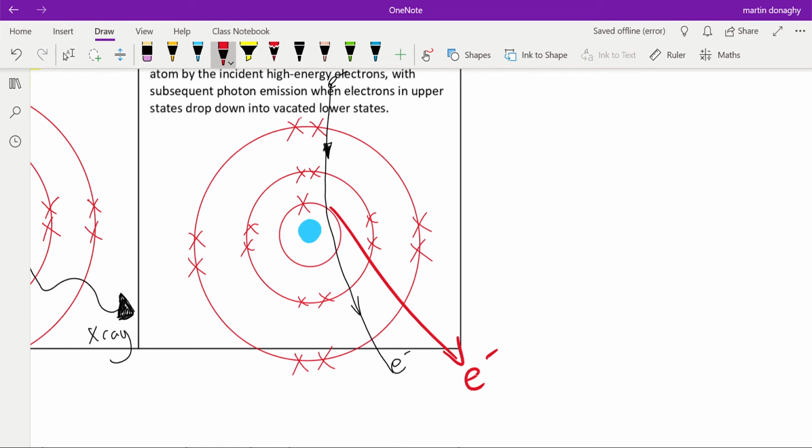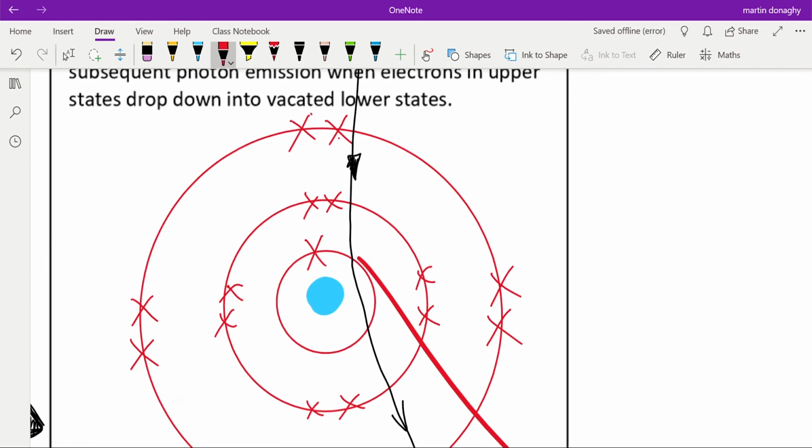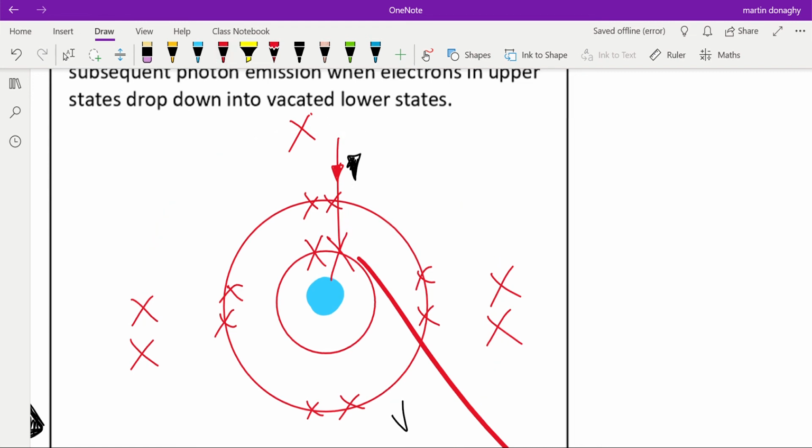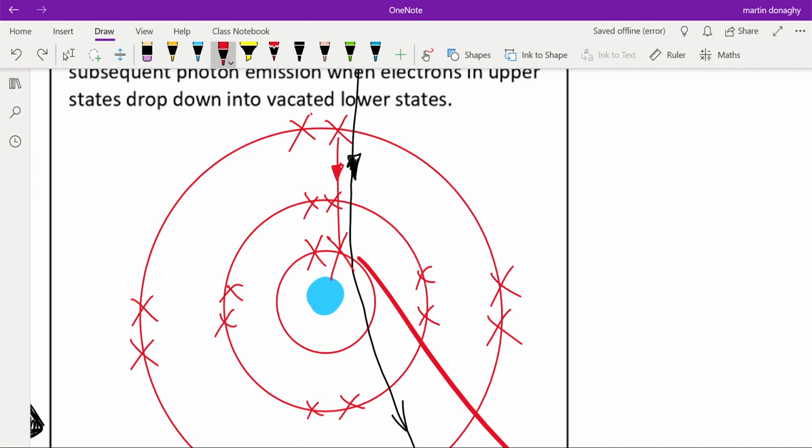Now we have a problem because atoms like to be in the ground state. They like to have the lowest energy level, and we now have a gap, a space available really, in that inner shell. So what can happen is one of the electrons from an outer shell can drop straight down and replace it. So this electron here will drop down. It won't be in this outer shell anymore, and in doing so, if an electron drops from a raised energy level down to a lower one, it will emit a photon.